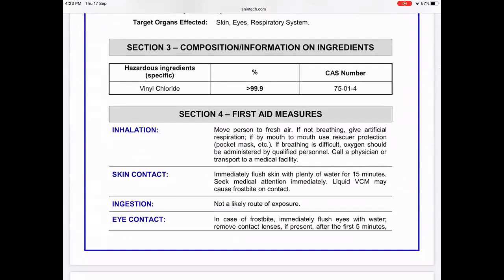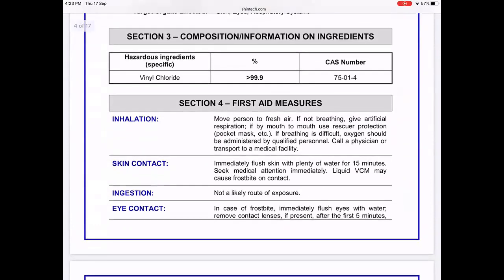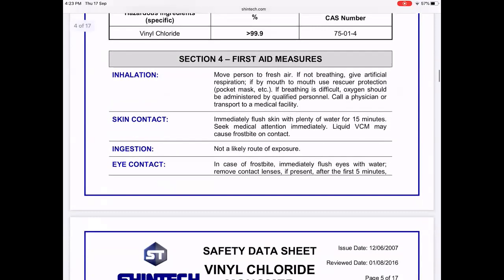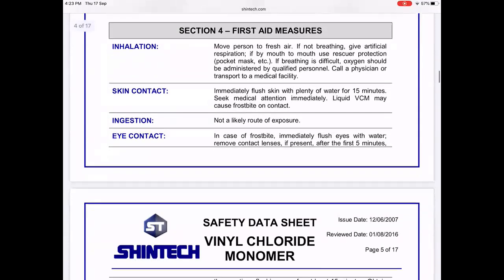So in case people inhale it, remember in chapter 2, we talked about the 4 ways for toxicants to enter our body. The information you can get from the SDS is in Section 4, like how it enters our body by inhalation, by skin contact, by injection. In this case, not a likely route of exposure unless people take and drink it, which is very seldom, or almost impossible.